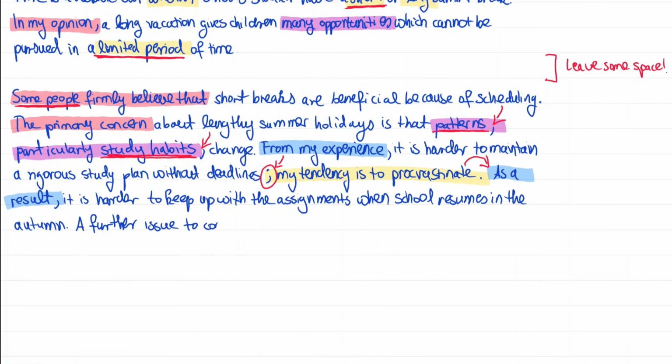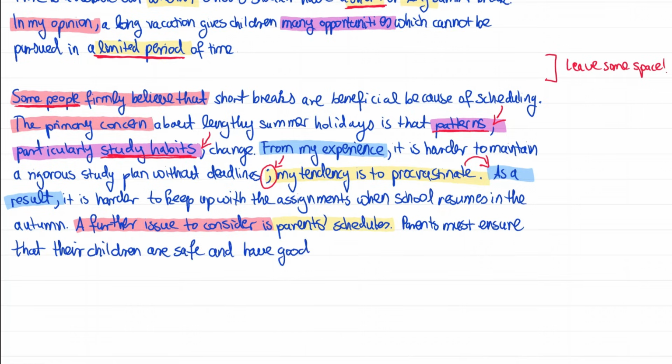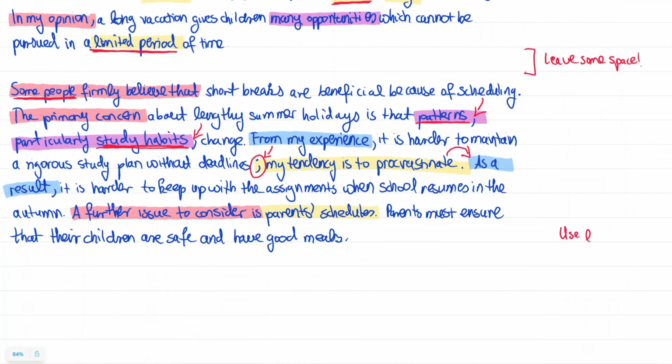A further issue to consider is parent schedules. "A further issue to consider is" is part of my template. All I needed to do was add parent schedules for a complete sentence. This is so amazing. Templates save you so much time. Then comes more detail. Parents must ensure that their children are safe and have good meals. This is clear. However, it doesn't show why short vacations are better than long ones, does it? So we need to add another sentence. We've just written two short sentences, so let's make the next one longer.